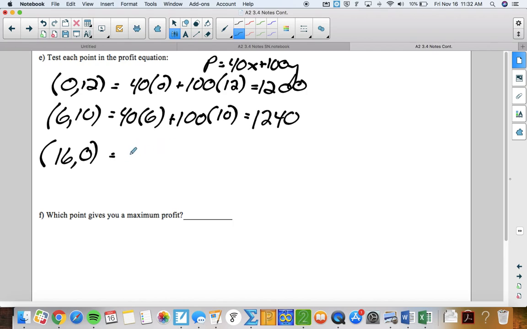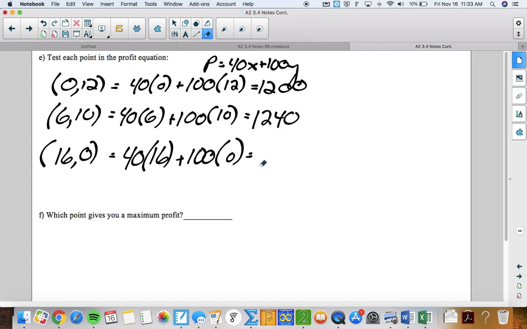And last but not least, 16 times 40, plus 100 times 0. Well, 15 times 40 is going to be 600. So that's another 40, so I think that's going to be 640. Yeah, 16 times 4 is 64. Add a 0. We're good.